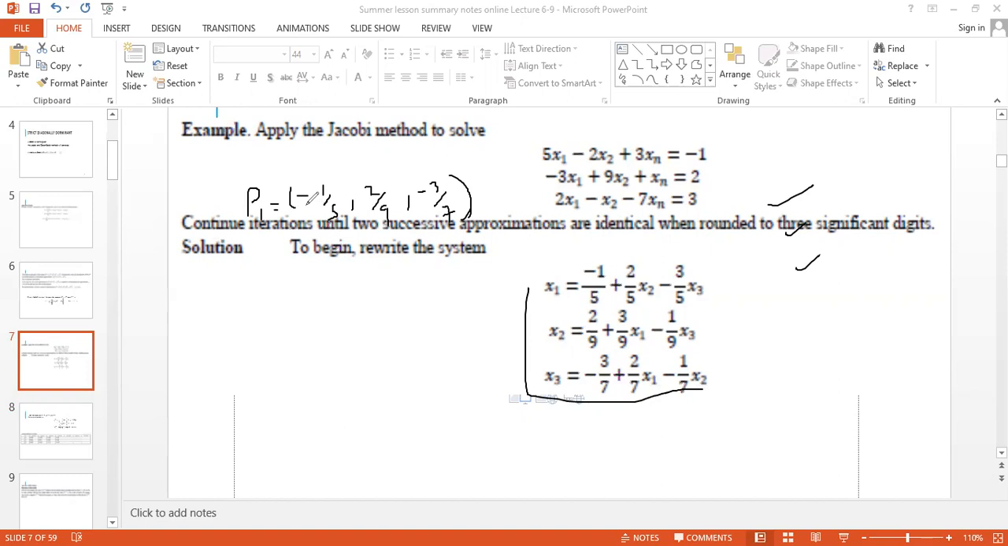The next step is to substitute x2, which is 2 over 9. So you're going to get negative 1 over 5 plus 2 over 5 into bracket 2 over 9, which is your x2, minus 3 over 5 times your x3, which is negative 3 over 7. So you calculate this and then do the same for x2 and x3. Once you are done, the values you obtain will be your P2.